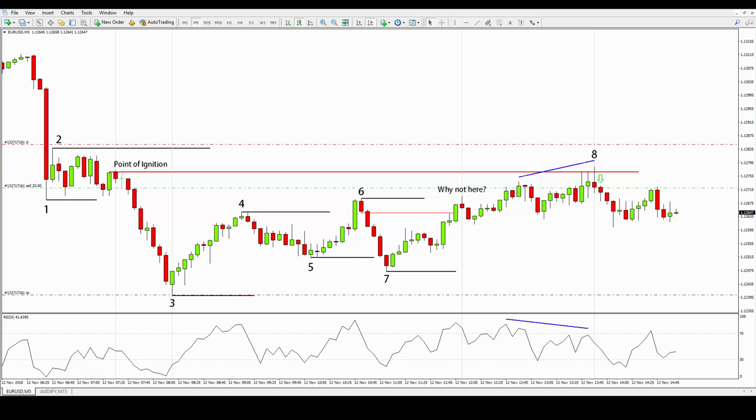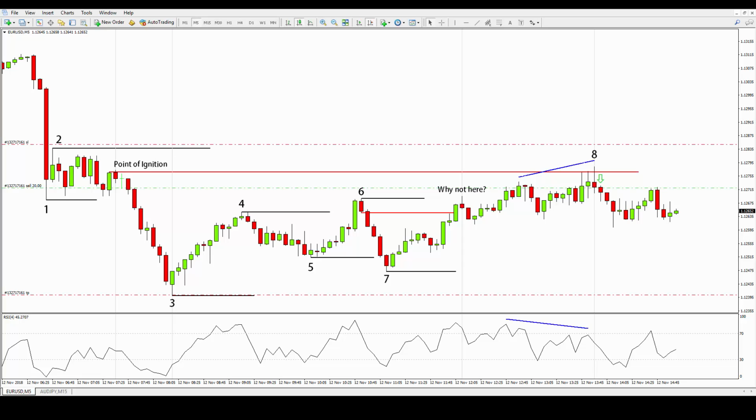That means that buyers and sellers were still struggling with each other, and the decision to go down was not yet solidified. The moment where sellers really took control of the market was where I marked the point of ignition in the chart. Notice that this level is different than the absolute high number 2. I marked that point because that was where price really started to go down, and it didn't really stop until the formation of low number 3.